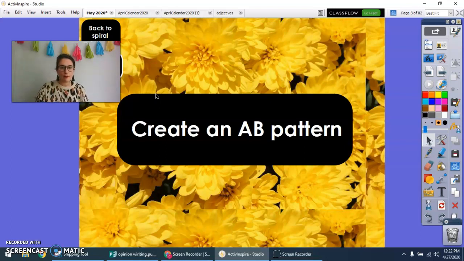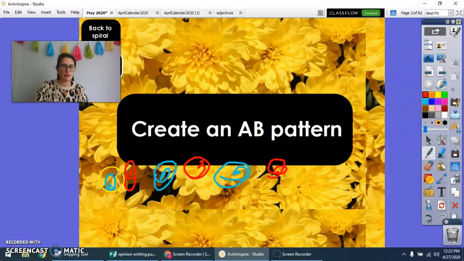All right, now if I wanted to make an AB pattern, boys and girls, I could use colors, I could use shapes or anything like that. So today I'm just going to use colors, and I'm going to go ahead and say blue, red, blue, red. It's not very neat of Miss Frank, sorry guys. Blue, red, and there's my AB pattern. So here is my core. I have A, B, A, B, A, B.